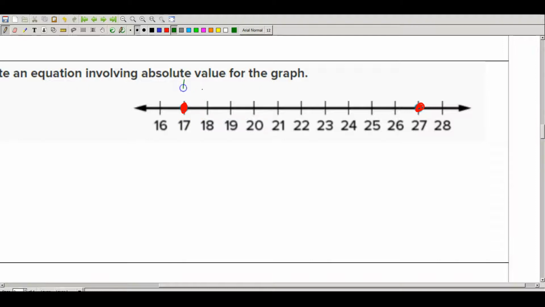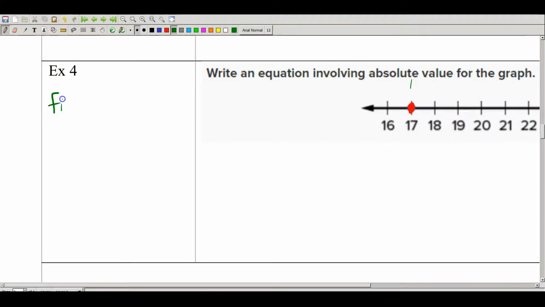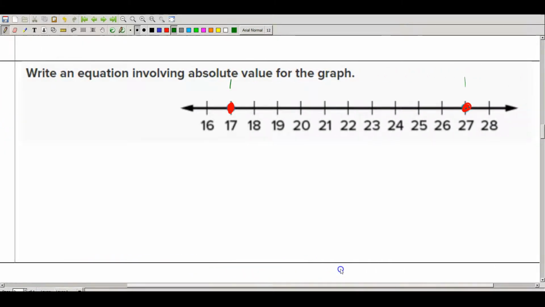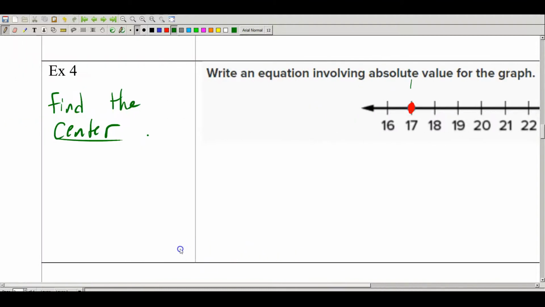So if you look at 17 and you look at 27, where would be the middle of that? In your notes, you can say, find the center. In this case, you could look at it and try to find it that way. You could also just find the average between the two points. So if you wanted a process, you could say 17 plus 22, and let's divide that by 2, and that'll give us the center.